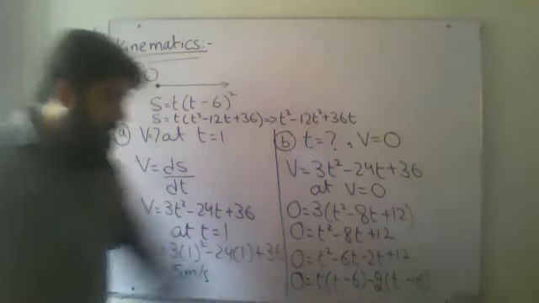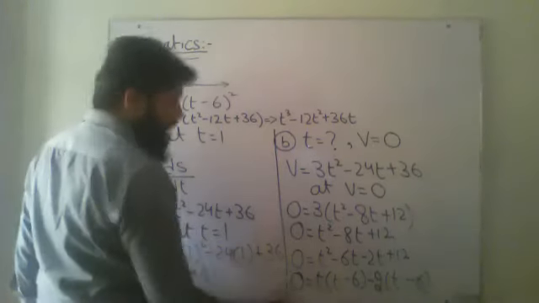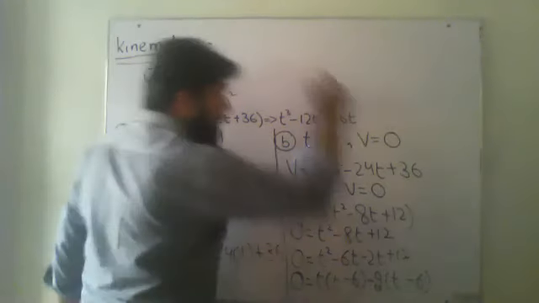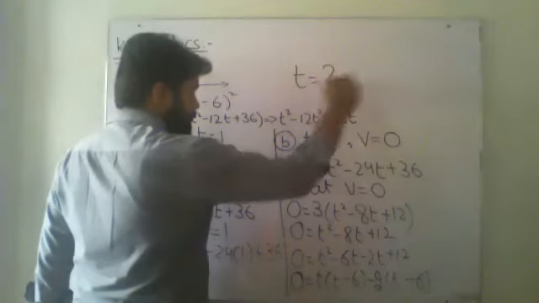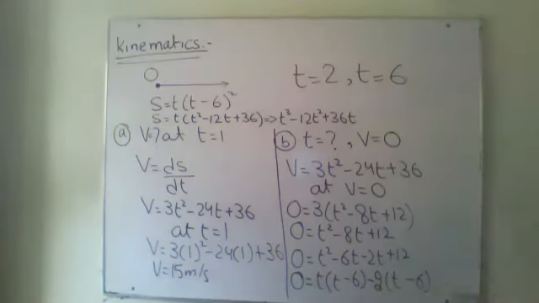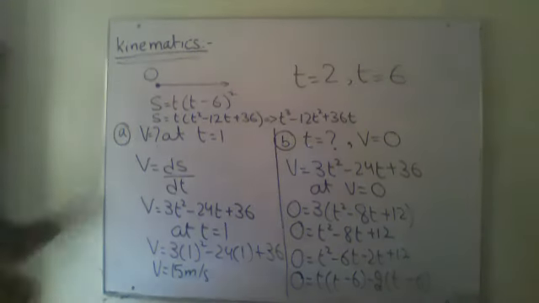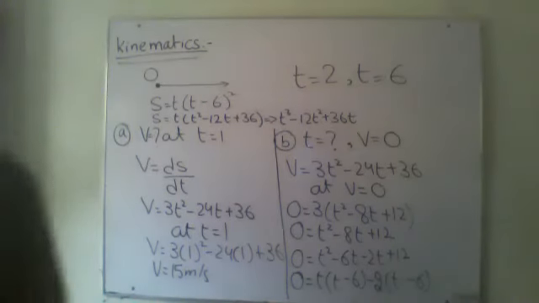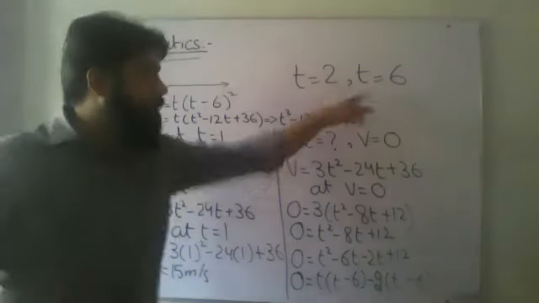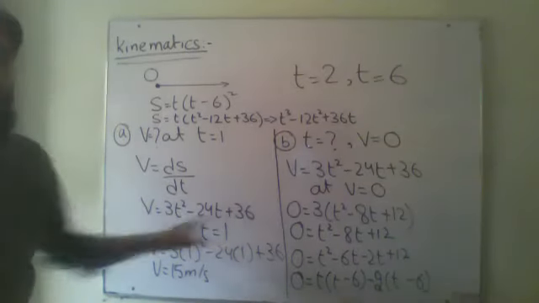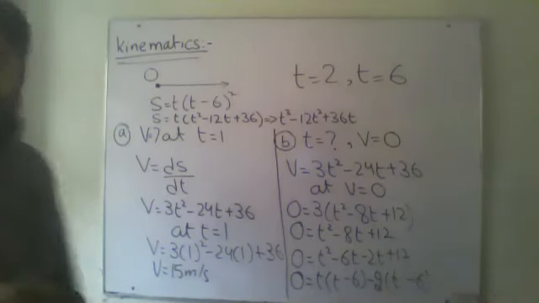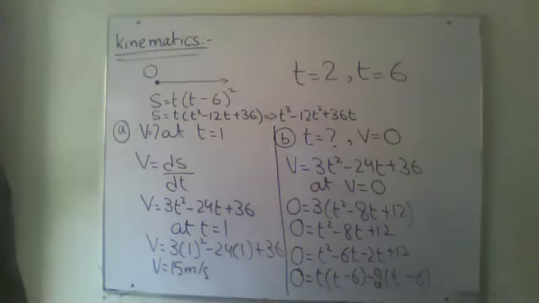Now when I simplify it, the answer is coming t equals 2 and t equals 6. These are the two times at which my body's velocity will be equal to 0. How to check whether it is correct or not? Take these two values and put them in this equation and try to get the velocity value. If that value is coming 0, your answer is correct. If those values are not coming 0, then the answer is wrong.